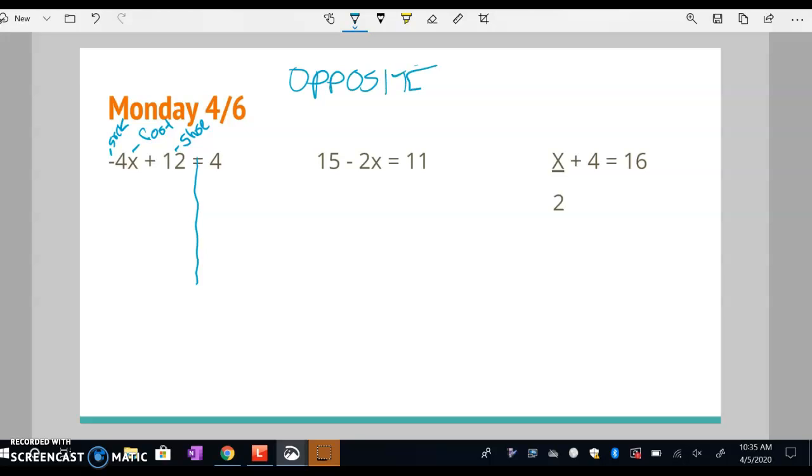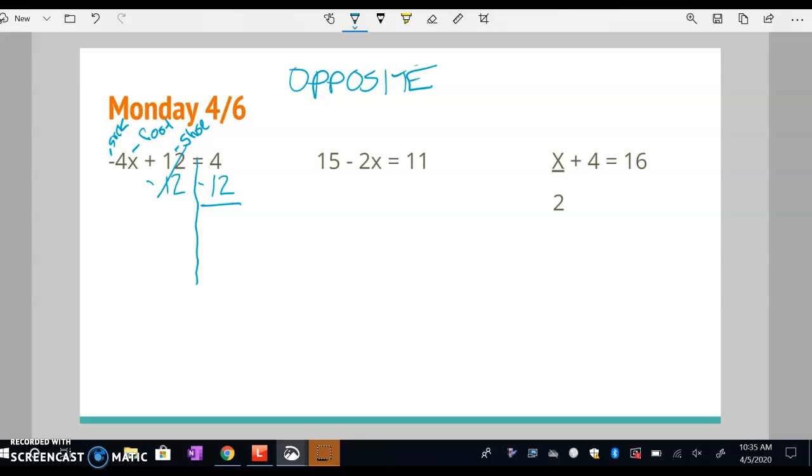So if I look at my first example, I'm at positive 12 or plus 12 on the number line, and I want to get rid of it, so I want to get to 0. So if I'm at positive 12, I have to take away 12 to get back to 0. Adding and subtracting are opposites, right? So I'm going to subtract 12 from this side, which allows me to get rid of it. But if I do that to this side of the equal sign, I have to do the same thing and subtract 12 on this side of the equal sign as well.